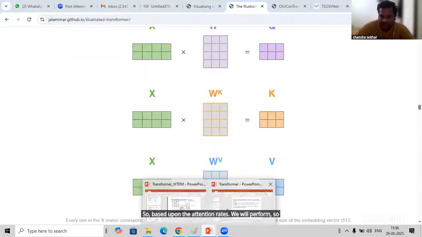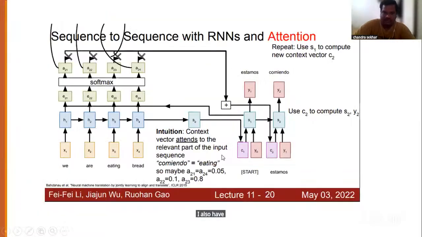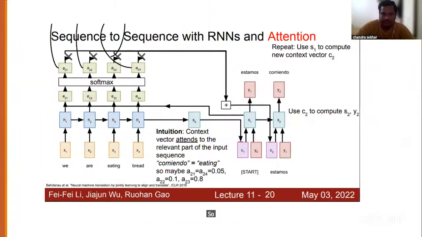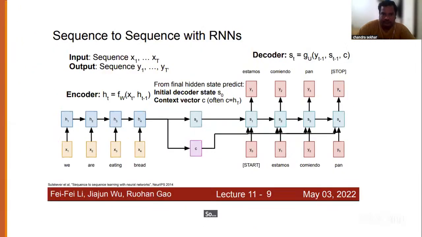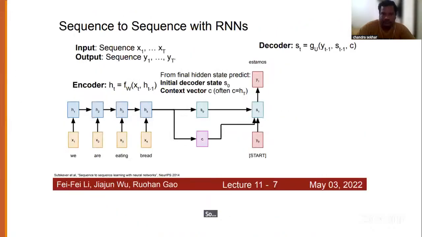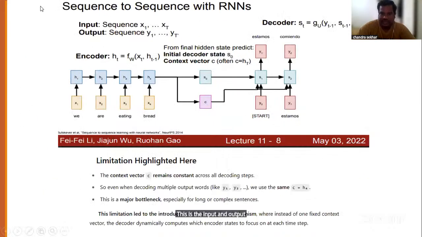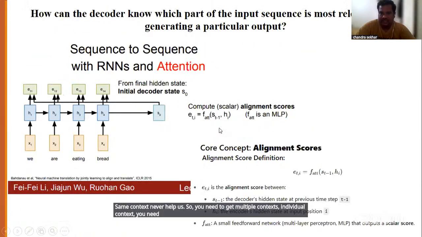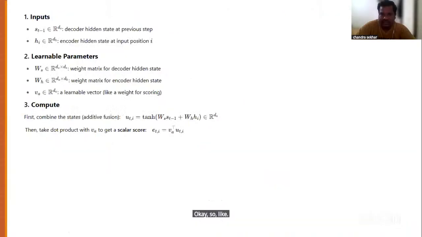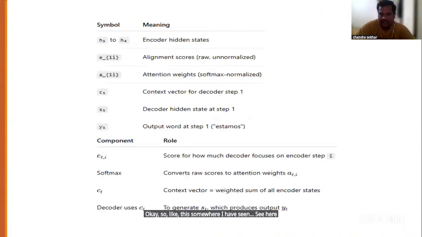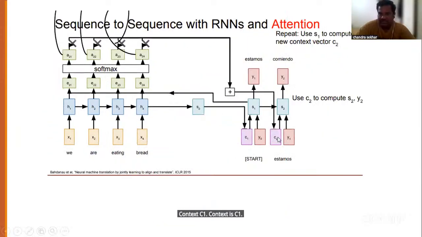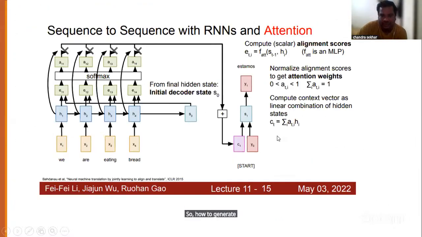So that I will show you here. I also have a slide. So see here, what is the formula? Okay. So this is the input and output. That is what I explained here. The same context never helps us. So you need to get multiple contexts. Individual context you need to get. Okay. So like this, somewhere I have seen. See here. Context C1, next context C2. So how to generate? You see the slide.